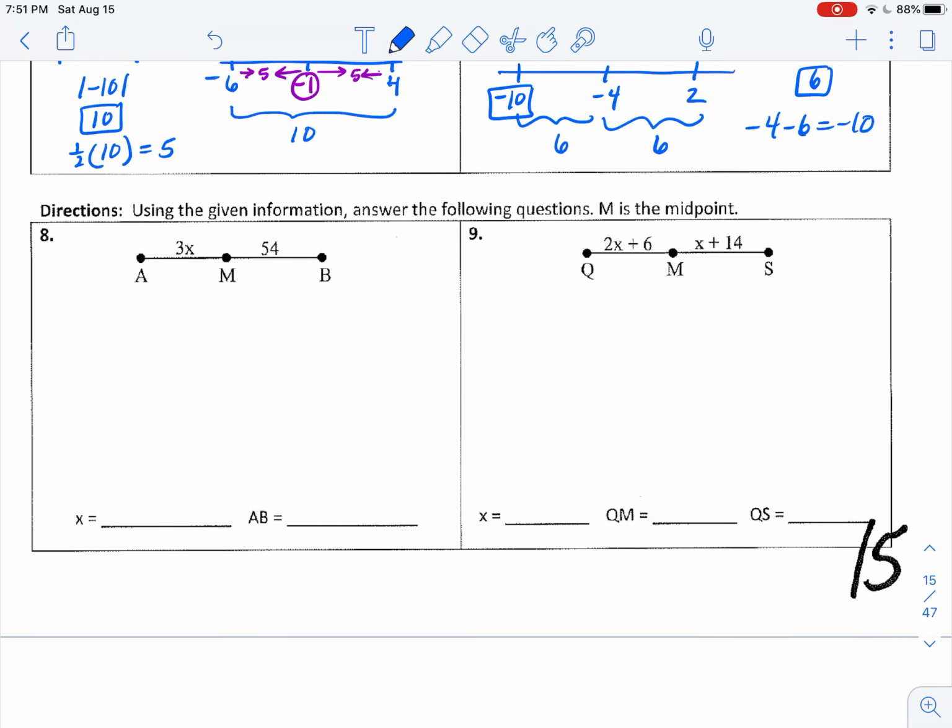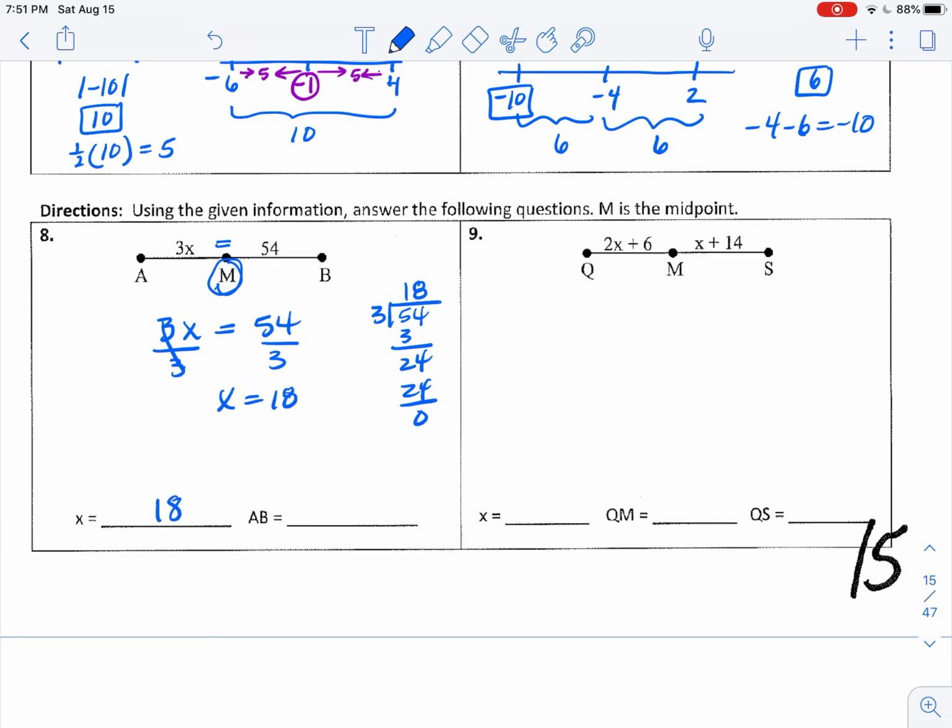Two more problems. Number 8, it says use the given information to answer the following questions. M is the middle. If M is the middle, then these are congruent pieces. The left side, A to M, is equal to M to B. So 3x is equal to 54. And this is just a simple algebra problem. Let's see, 3 into 54, a little division here. 3 into 24 goes 8 times, 24, 0 remainder. So we know that x is equal to 18.